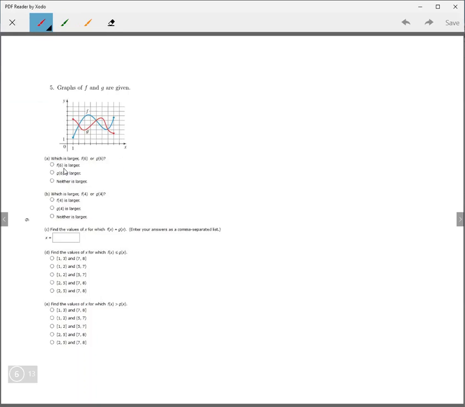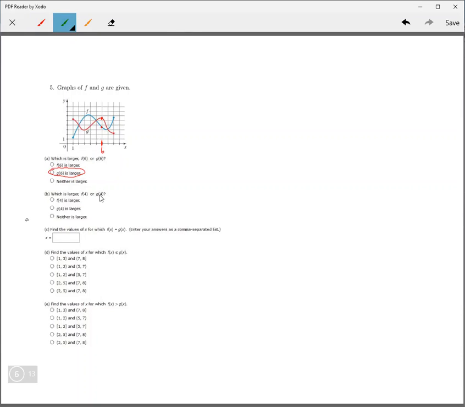Okay, so f of 6 or g of 6. So if we go 1, 2, 3, 6. So here's 6 right here, and we're trying to determine which value is larger. Well, this is higher than that. So g of 6 is higher than f of 6. That means g of 6 is larger.